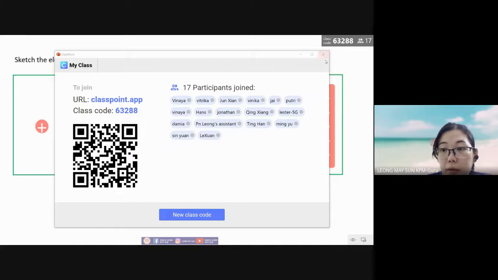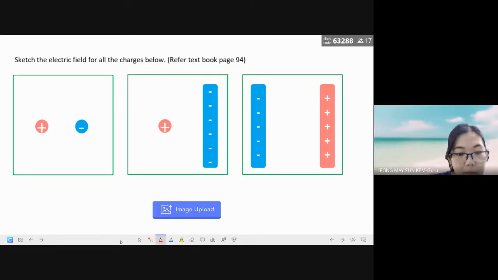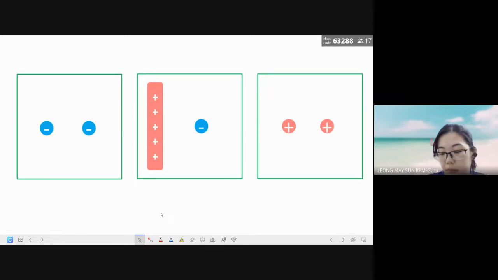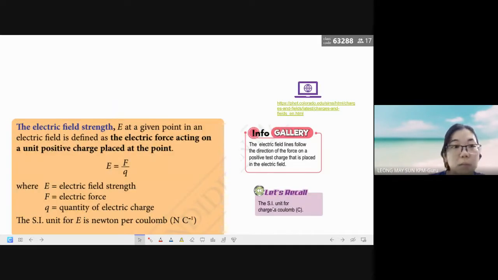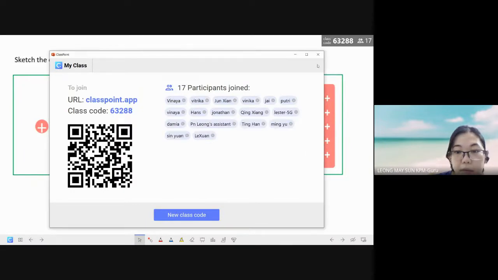Okay, so I'm going to close this one. Why is this one not working? I haven't used ClassPoint for so long. Wait, let me find where my ClassPoint went. This is what happens when I don't use it for too long. Okay.